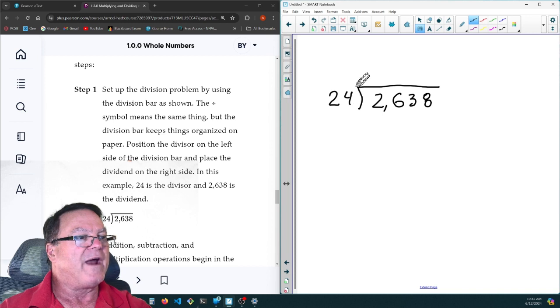So I'll write the 24 outside of the division bar. And what we'll do first is we'll take 24, and we'll see how many times does it go into 2. Well, it doesn't. 24 is larger than 2. So we'll go to the next digit and we'll say, how many times does 24 go into 26? Well, we could fit one 24 into that 26.